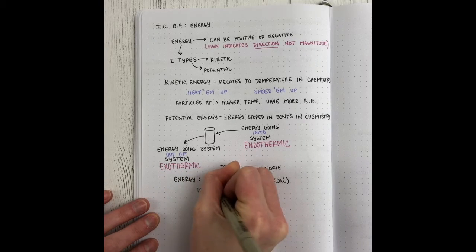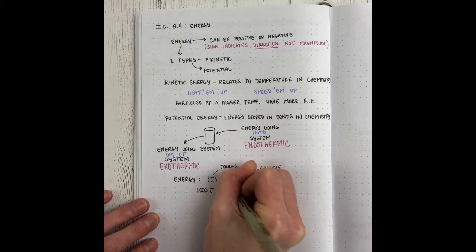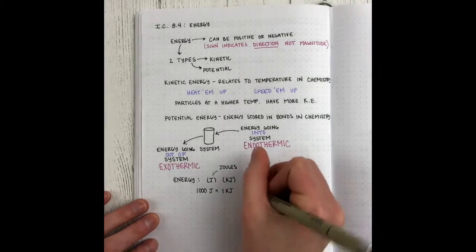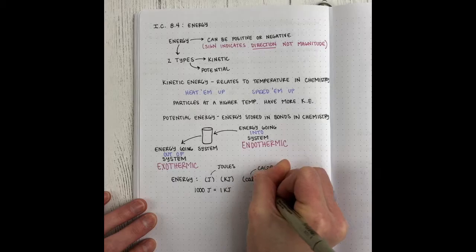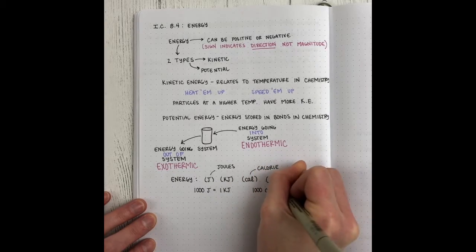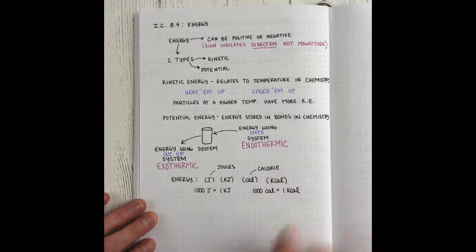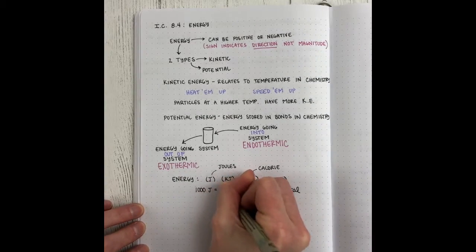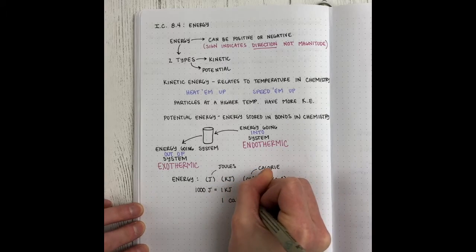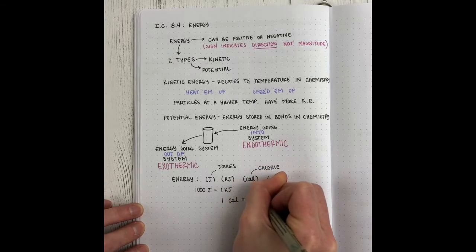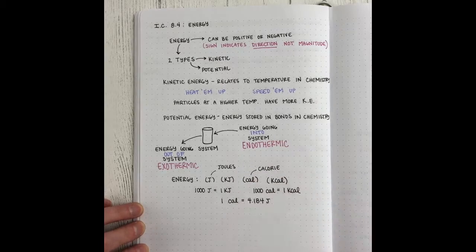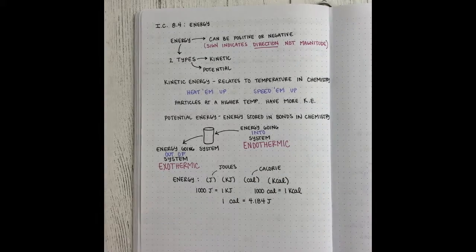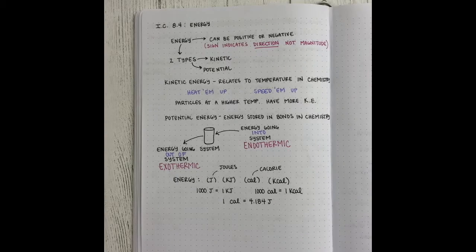So I'm just going to write some of the relationships between these units. There are 1,000 joules in 1 kilojoule, 1,000 calories in 1 kilocalorie. And then if you wanted to convert between calories and joules, 1 calorie is equal to 4.184 joules. And that is the end of the notes.